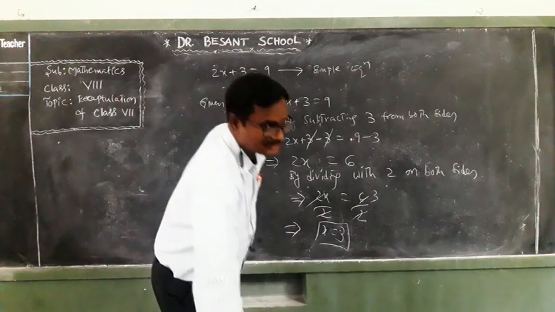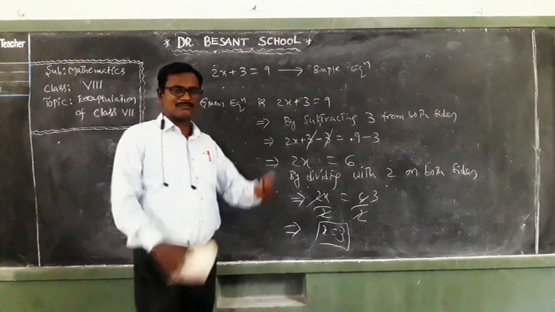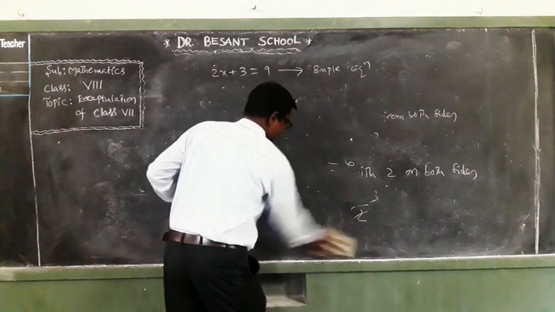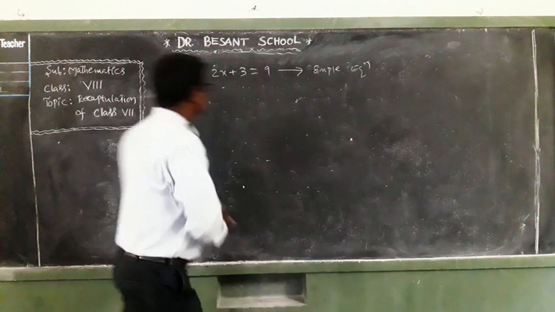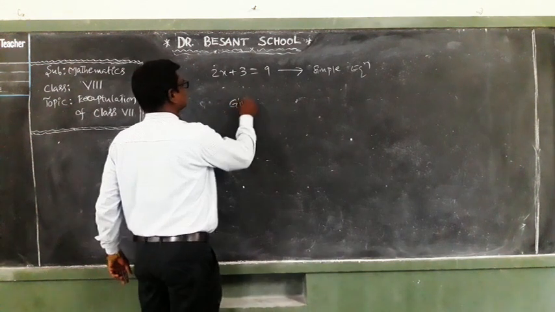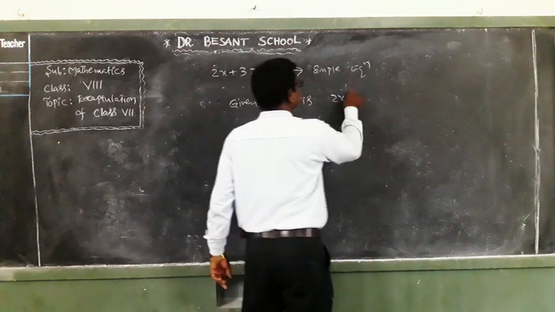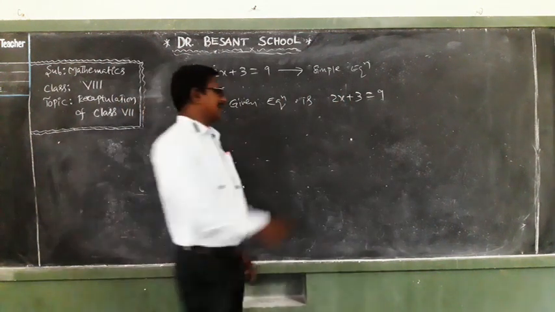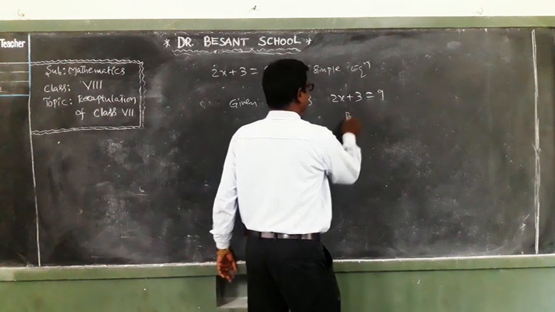And also one more method we learned. Can you say what it is? Yes, that is called the method of transposing. If you observe our given equation, 2x plus 3 is equal to 9. That implies, first, by transposing plus 3 to the right hand side.